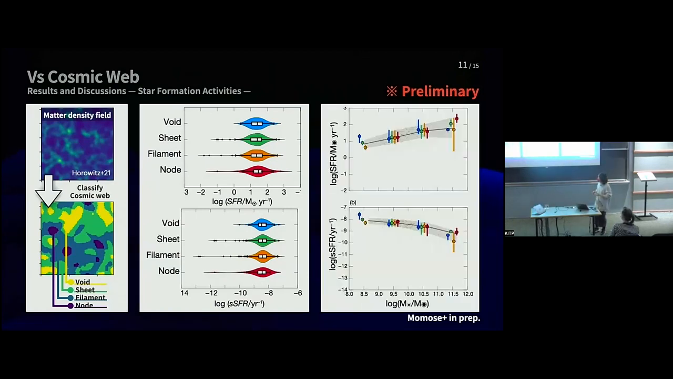These trends could be clearer in the main sequence diagram for individual structures, and the color usage is the same as in the middle violin plot. Then we found that all structures have compatible values in both star formation rate and specific star formation rate within the error, independent of the cosmic web structure. So this indicates less dependence of star formation activities on the cosmic web structure.